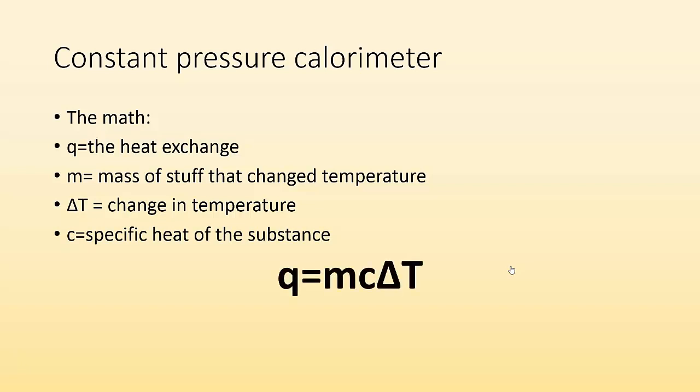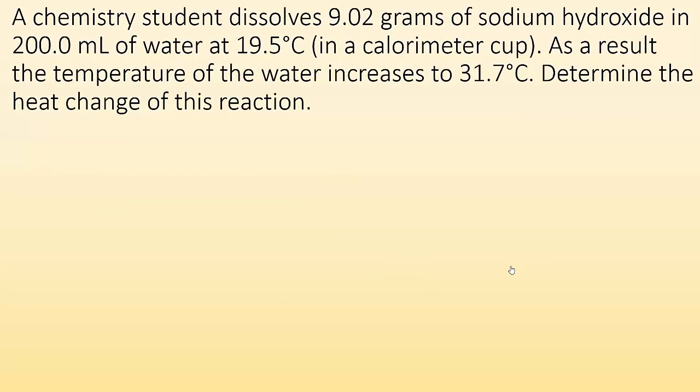So we get a formula that looks like this. Q equals mc delta T, right? So the heat is equal to the mass times the specific heat times the change in temperature. So let's take a look at a math problem.